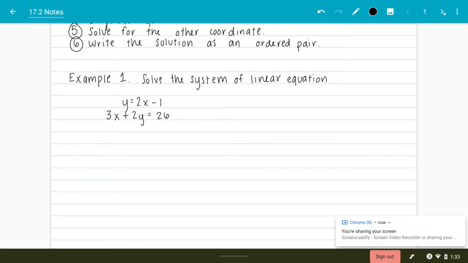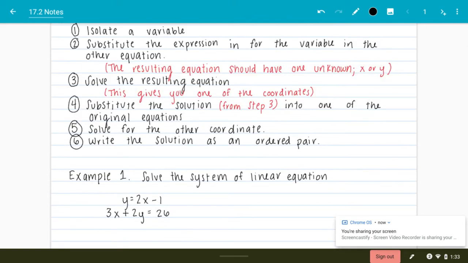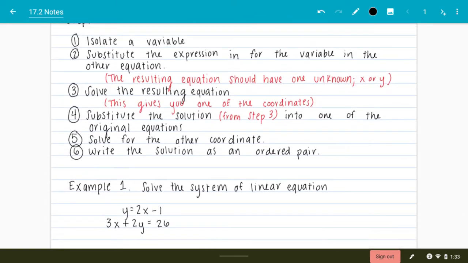All right, so we are going to be solving this system of equations using the substitution method. So just a quick reminder, substitution method. First, we're going to isolate the variable. Then step 2, we're going to take what that variable equals, that expression, and we're going to substitute it in for the variable in the second equation.